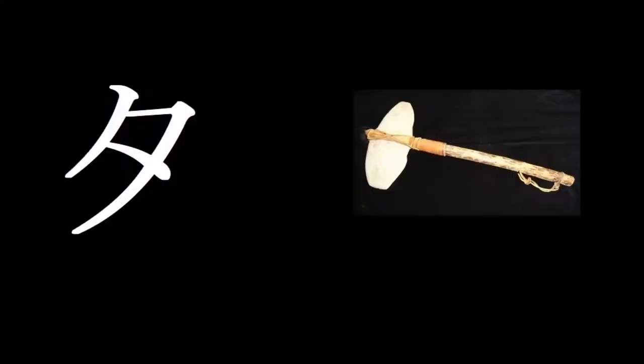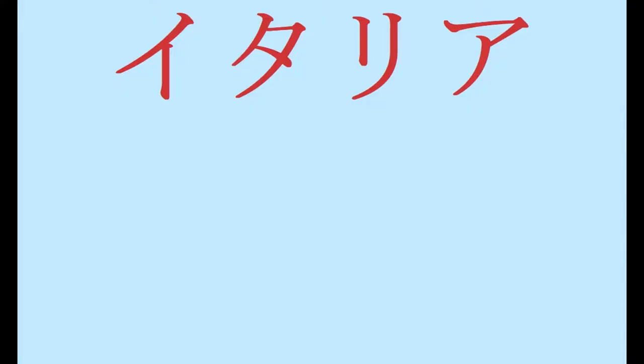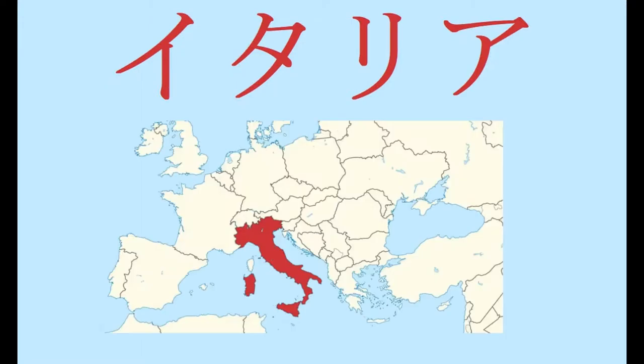The ta kana looks like the blade of a stone tomahawk. This word is actually spelled T-O, but the sound is ta. Try to read this word now. Italia.